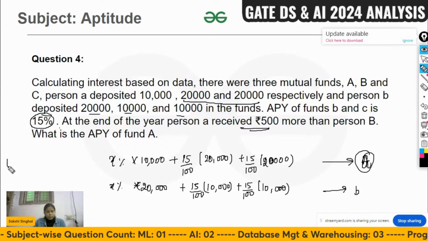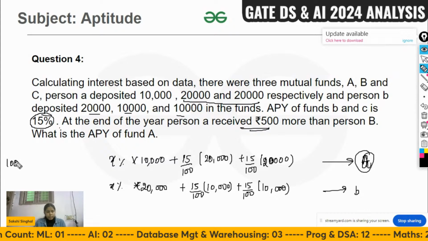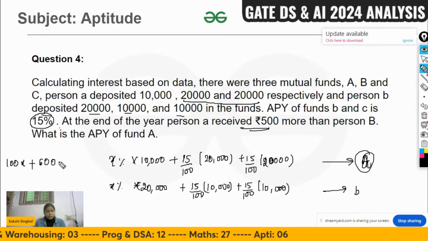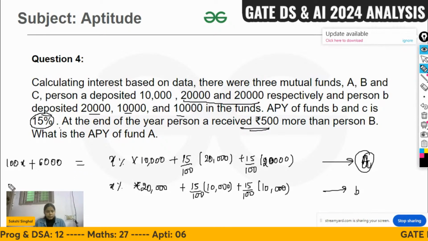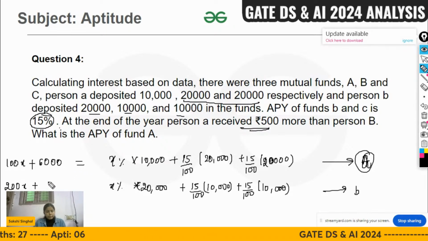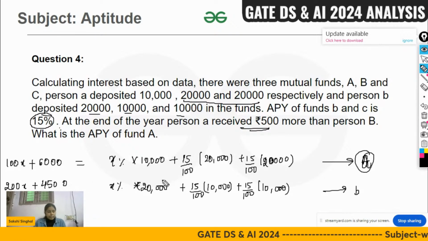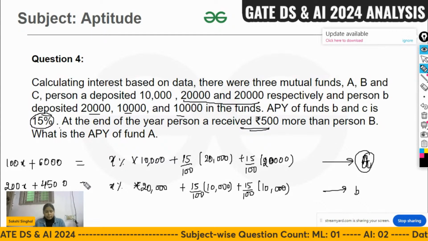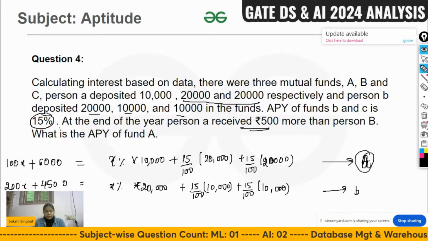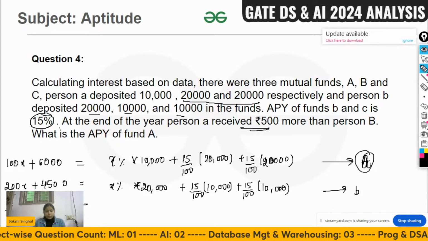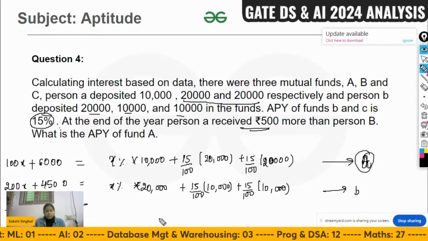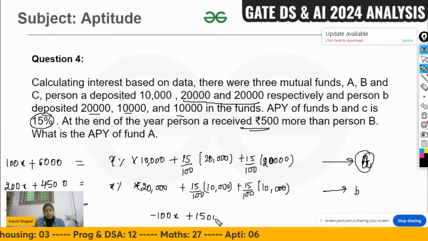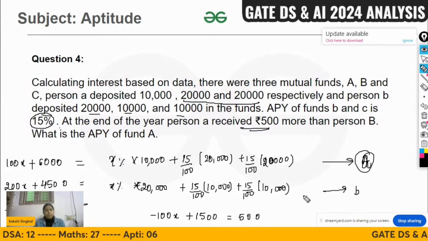If I write x upon 100, that would be 100x. Plus, if I solve this, what would I get? 4,000, 15 4s are 60, 6,000. Right? And this would become 200x plus 4500. And they are saying that A got 500 more. So if I subtract these two, what would I get? I'll get minus 100x plus 1500 is equal to 500, because there is a difference of 500.